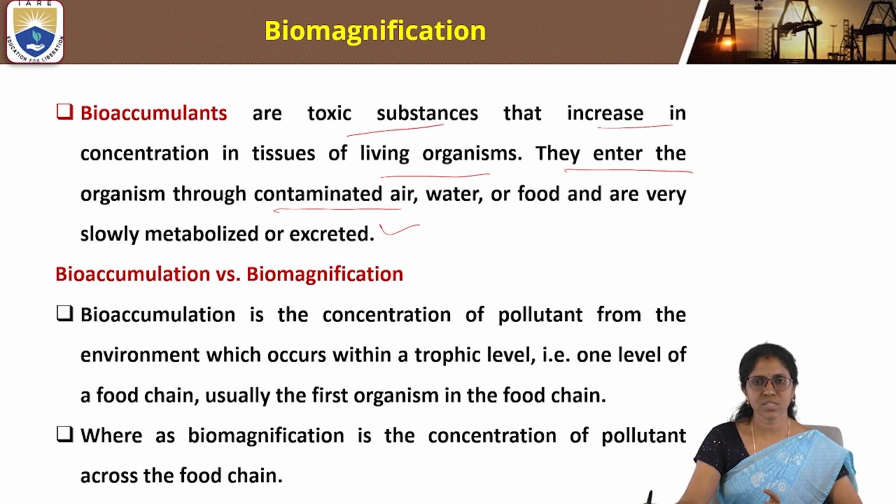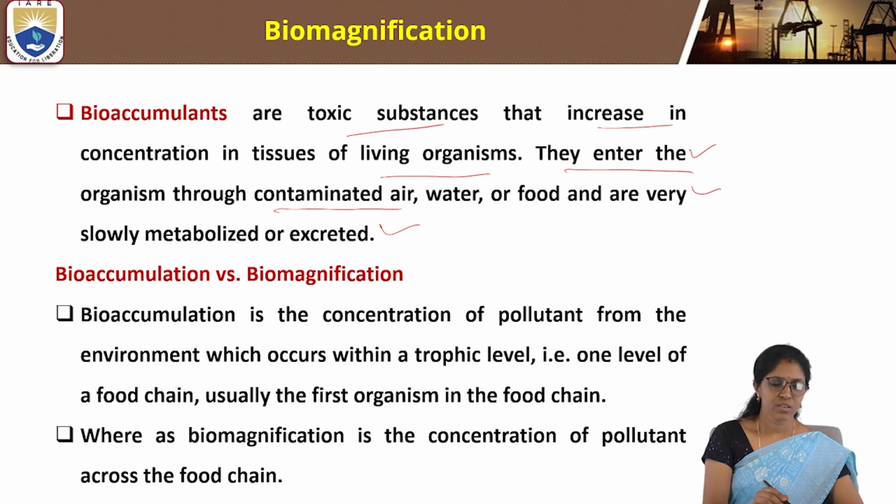So bioaccumulants are the toxic substances that increase in concentration in the tissues of all living organisms. These bioaccumulants enter the organisms through contaminated air, contaminated water, or contaminated food, and are very slowly metabolized and very slowly excreted. So what is the difference between bioaccumulation and biomagnification?